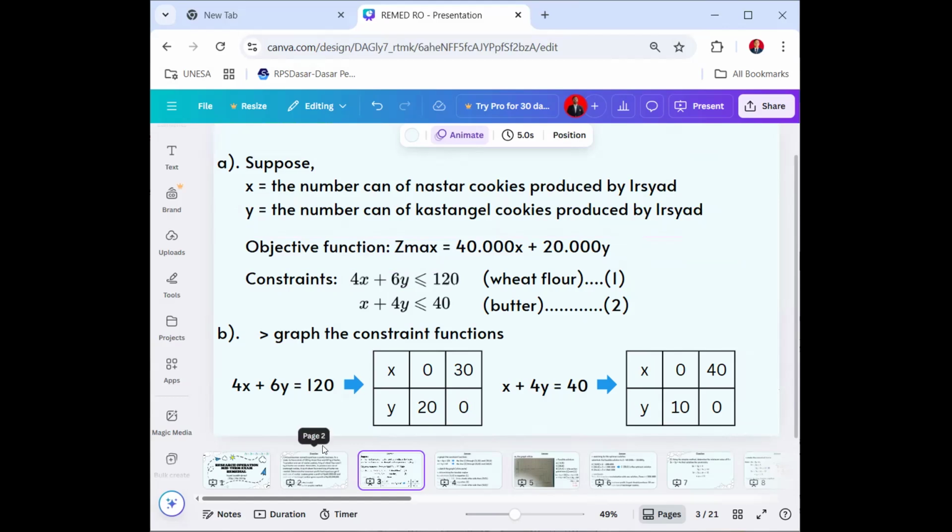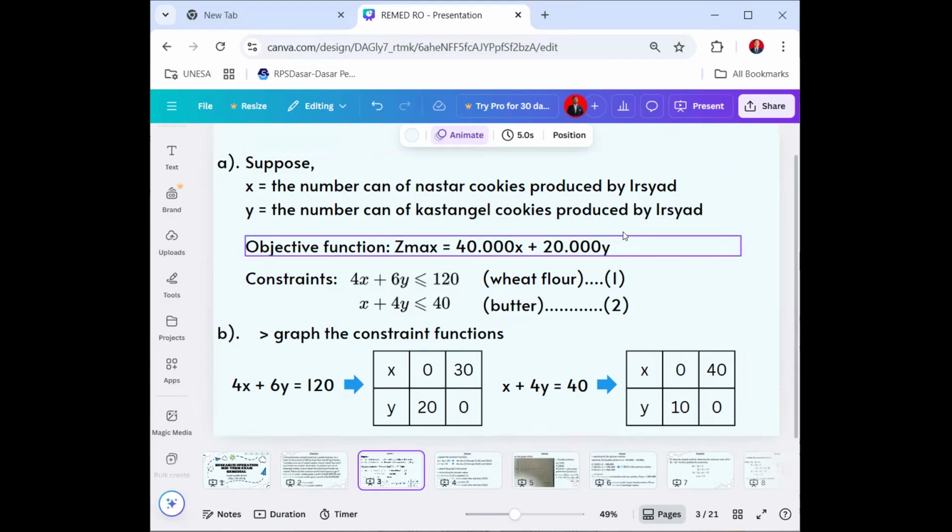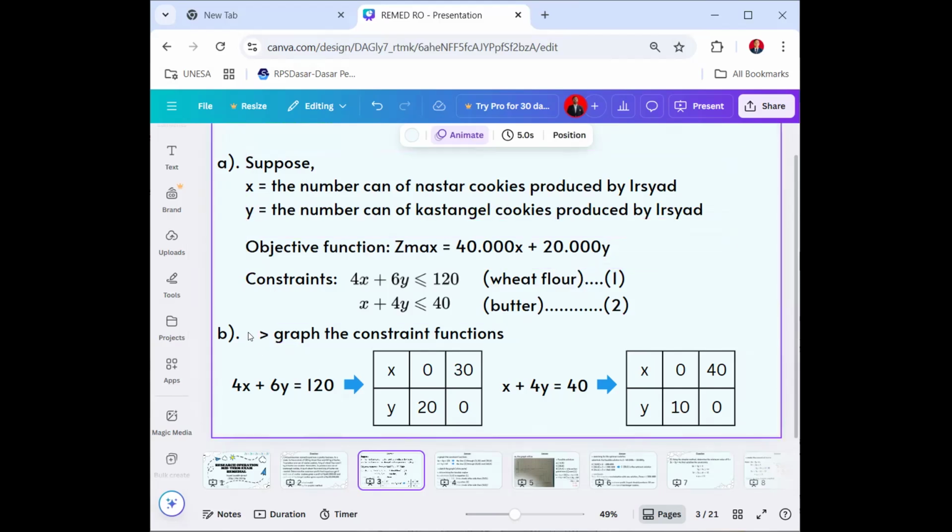And the constraints themselves come from wheat flour and butter, since the wheat flour and butter supply is not unlimited, it is limited, or as we call it, terbatas. The first constraint is 4X plus 6Y less than or equal to 120, and the second constraint is X plus 4Y less than or equal to 40. And after we have built all that, we need to find the solution.